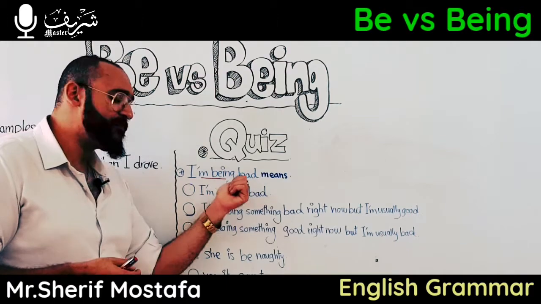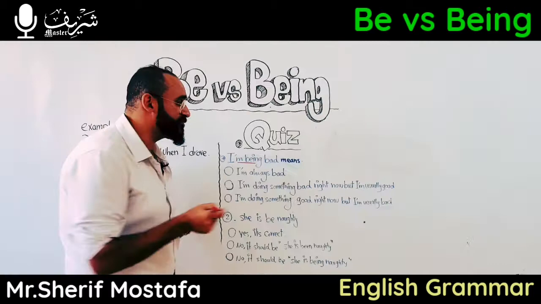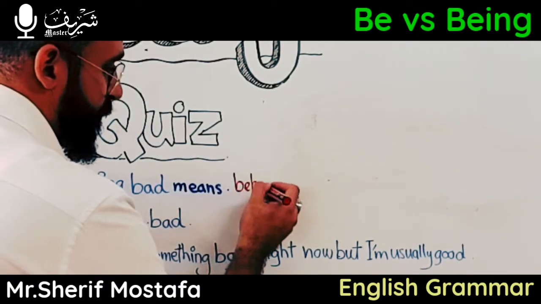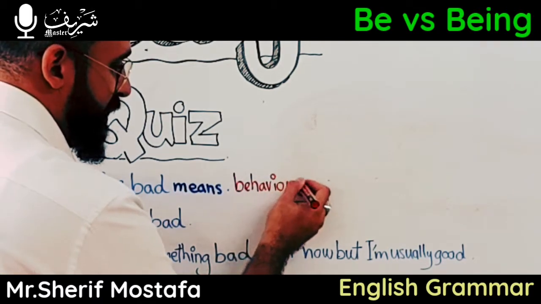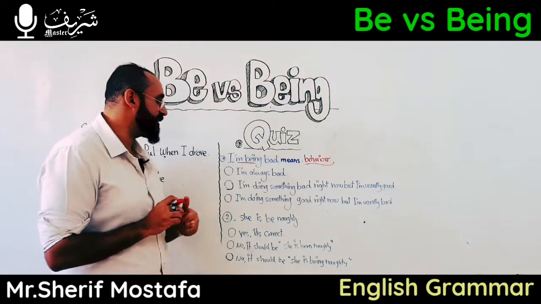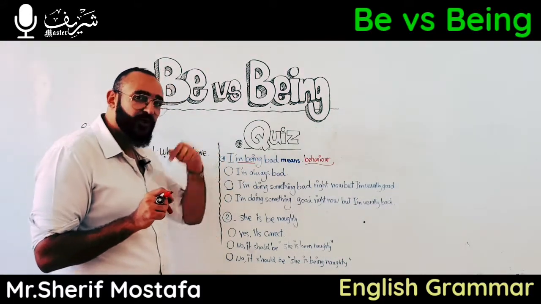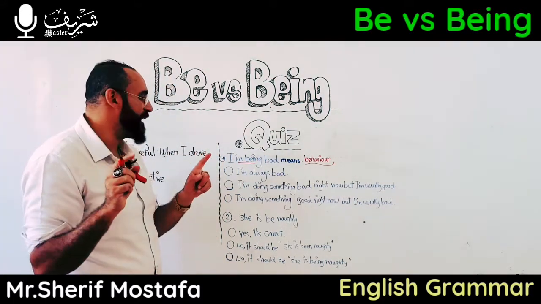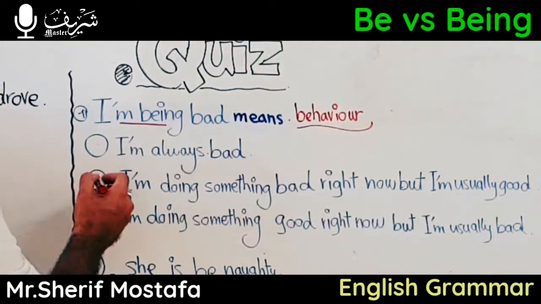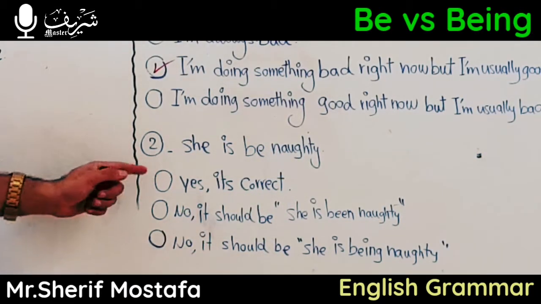"I am being bad." Remember, when I say "I am being," this is related to what? It's related to behavior. So it's related to behavior, which means this is not my personality. That means I'm doing something bad temporarily, only in this situation, but I'm not always a bad person. So I'm doing something bad right now, but I'm usually good, and this is definitely the right answer.